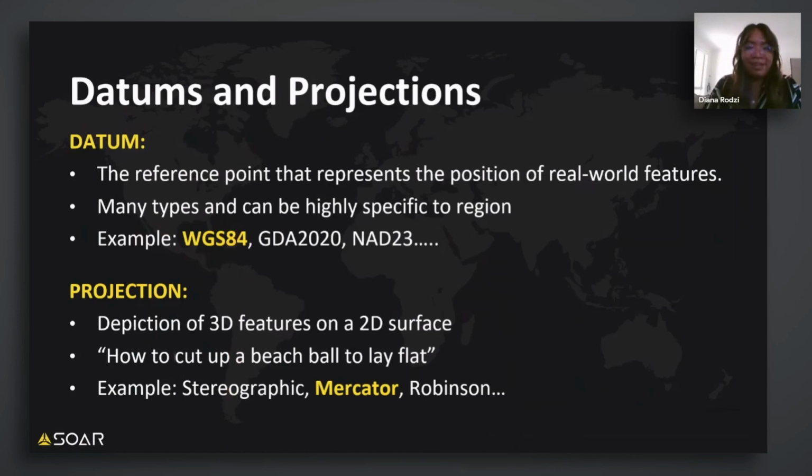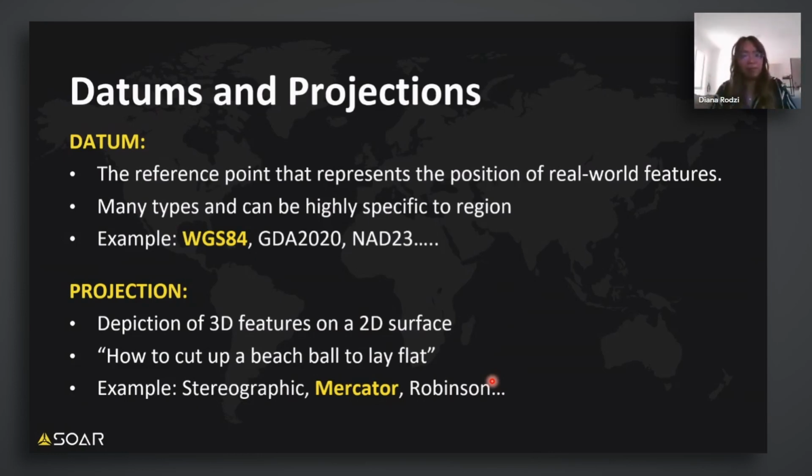And then there's also projection. A projection is basically a depiction of a 3D feature on a 2D surface. It's very much like projecting an image: you've got a thing and you're trying to lay it flat.